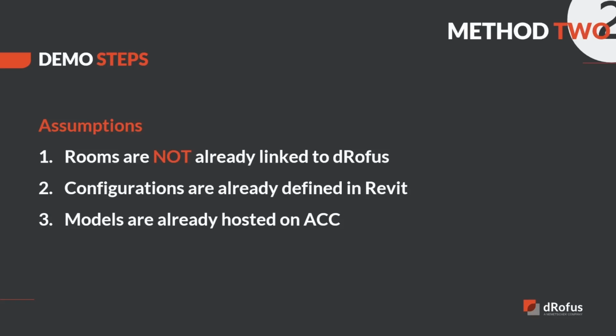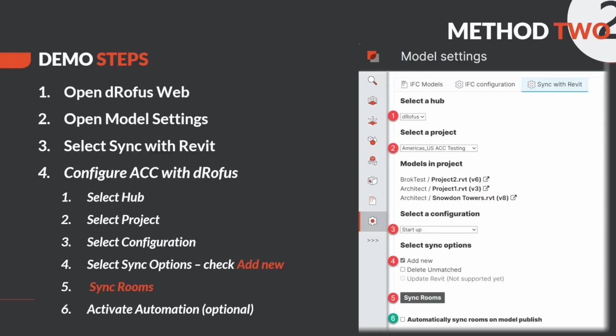That the rooms are not linked to dRofus already, and that the configuration that we're using defines the ability to pull rooms from Revit into dRofus based on uniqueness. Meaning that there is a key, an attribute already in Revit that is unique that we can use to identify that room and to bring it into dRofus. Obviously, the model has to be hosted on ACC.